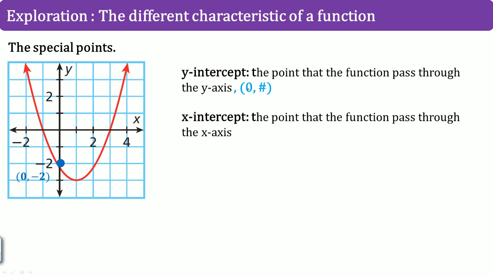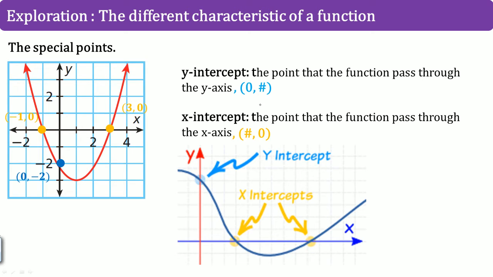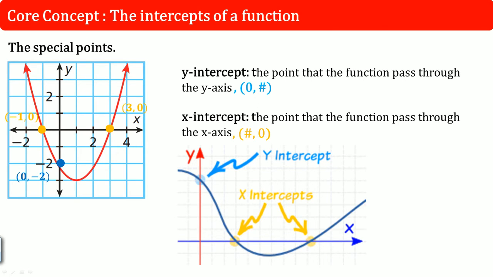The x-intercepts for a parabola, there are 2 points. For this one, it's -1, comma, 0, and the other one is 3, comma, 0. The format of all x-intercepts is the number goes first, comma, 0. Notice here, the y's are both zeros for the x-intercepts. Here's the visualization for you to understand. Copy down the core concept if you need it.